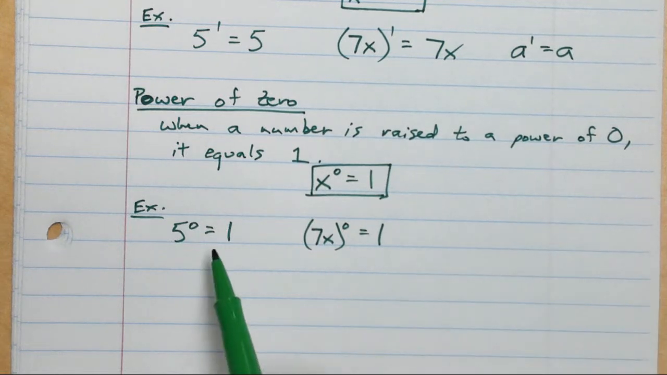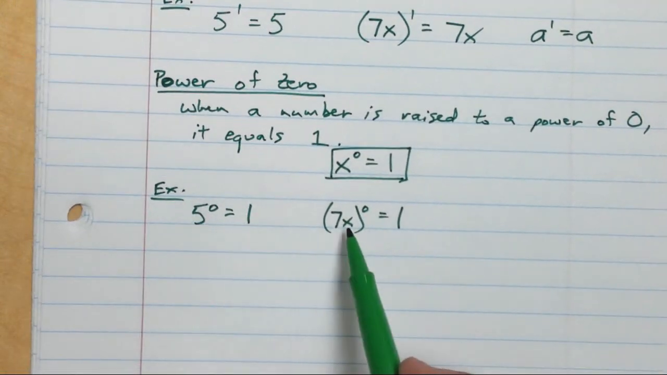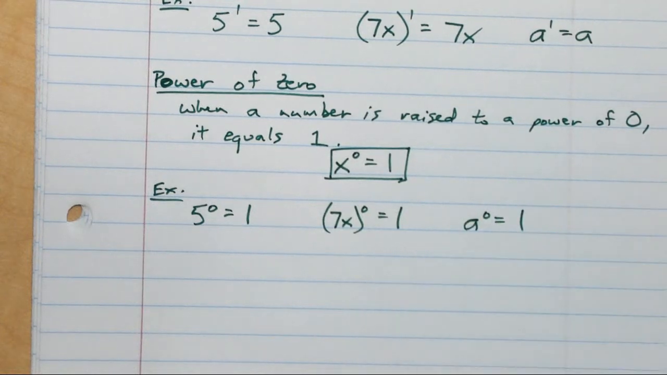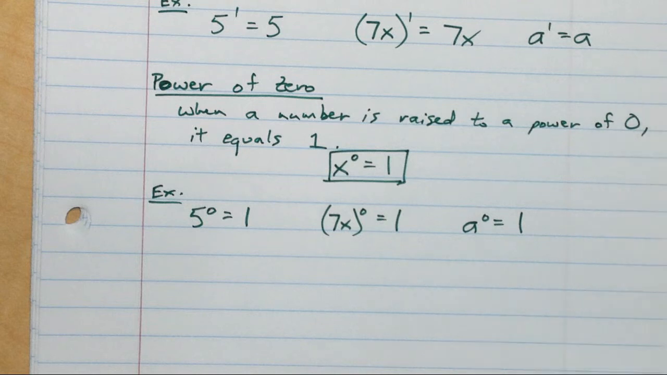So the idea is if you have any number or any variable, here I'll just do a to the power of 0 equals 1 as well. So I'm kind of being consistent with the previous examples. And if you're confused by this, you can always plug this into the calculator, and you will always get the answer of 1.